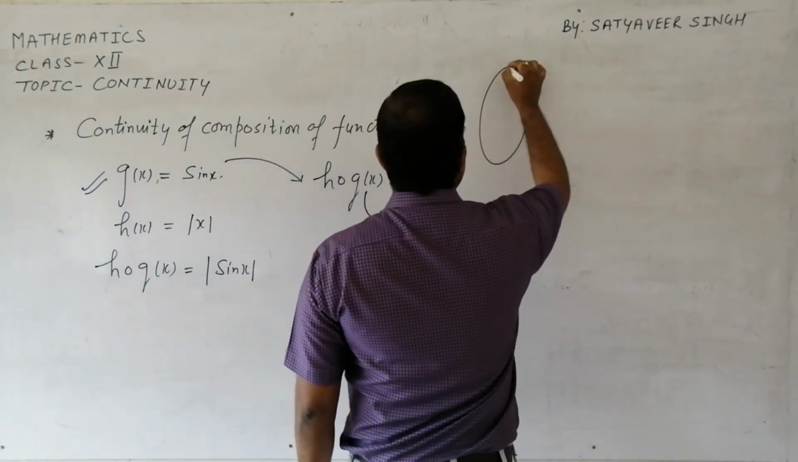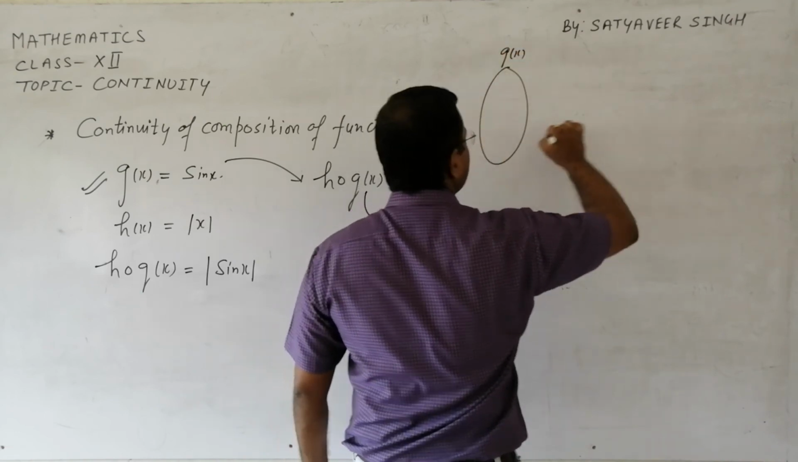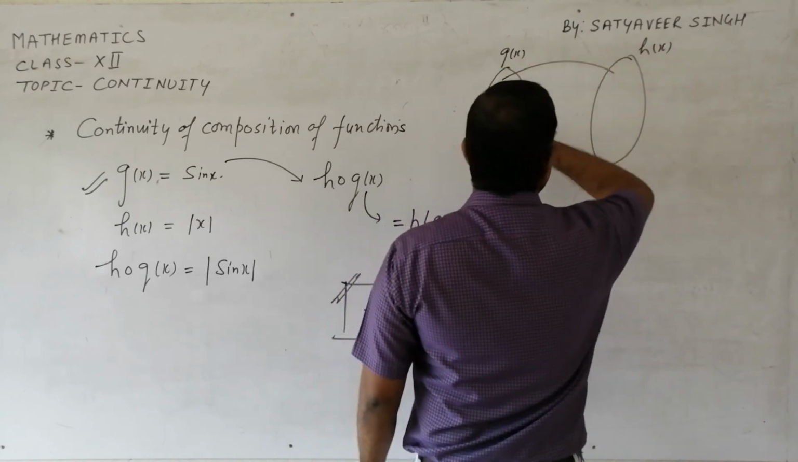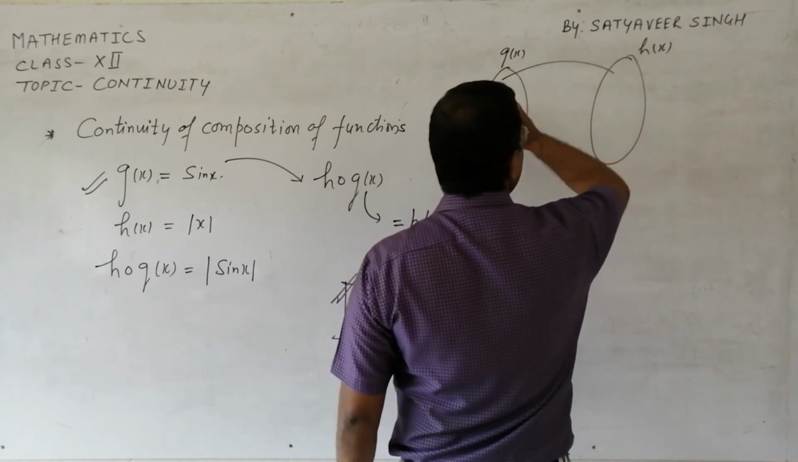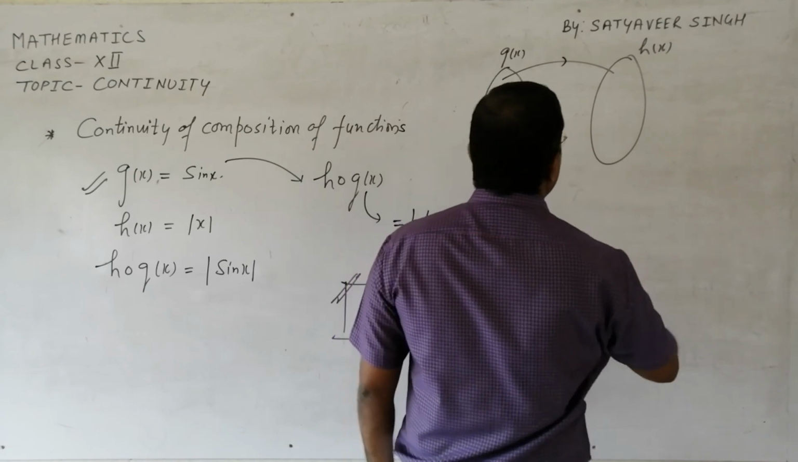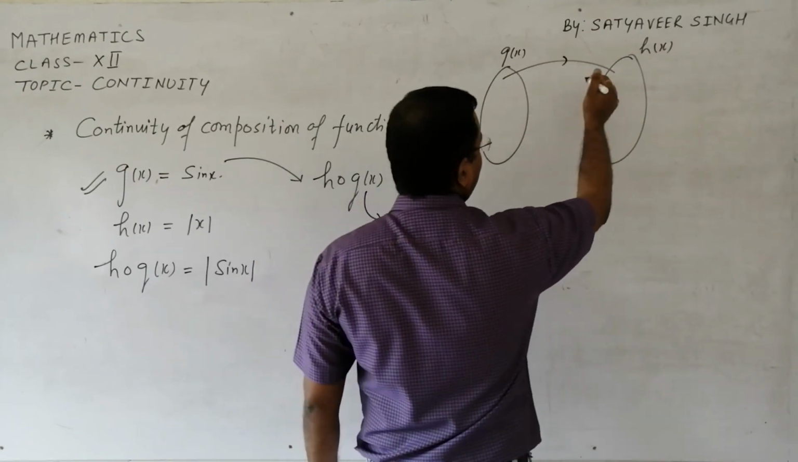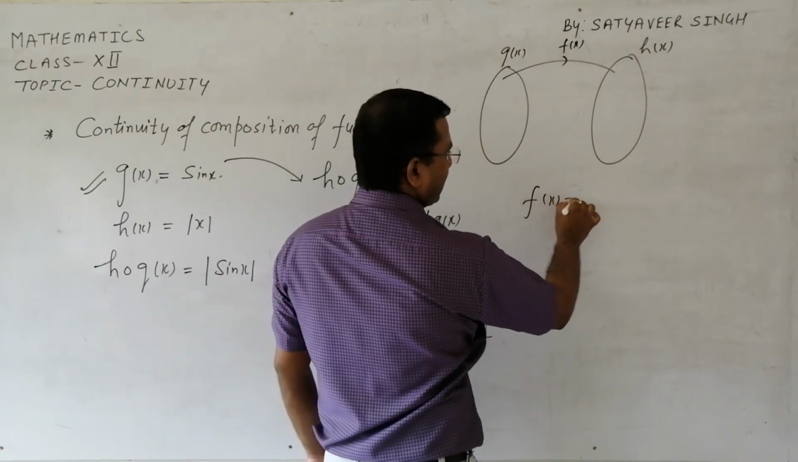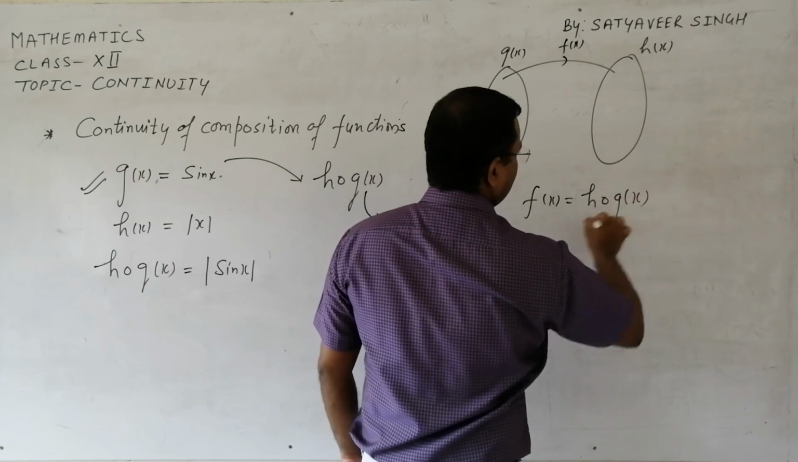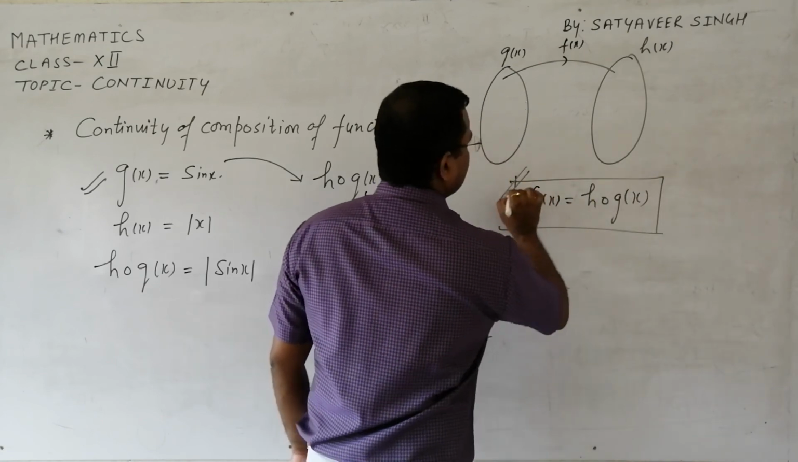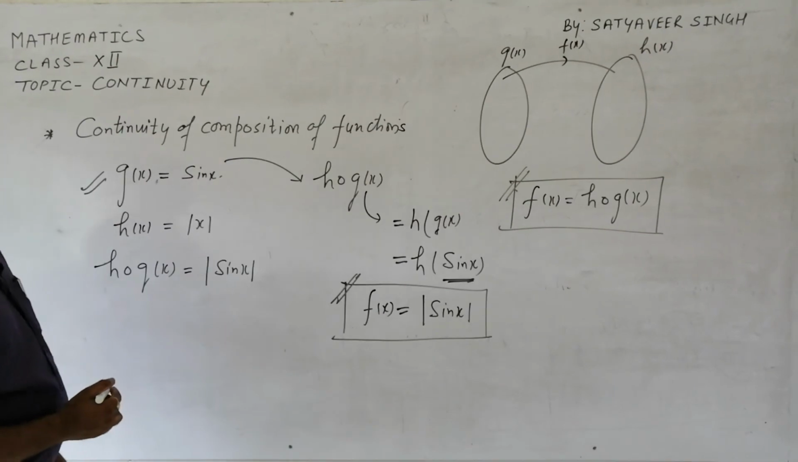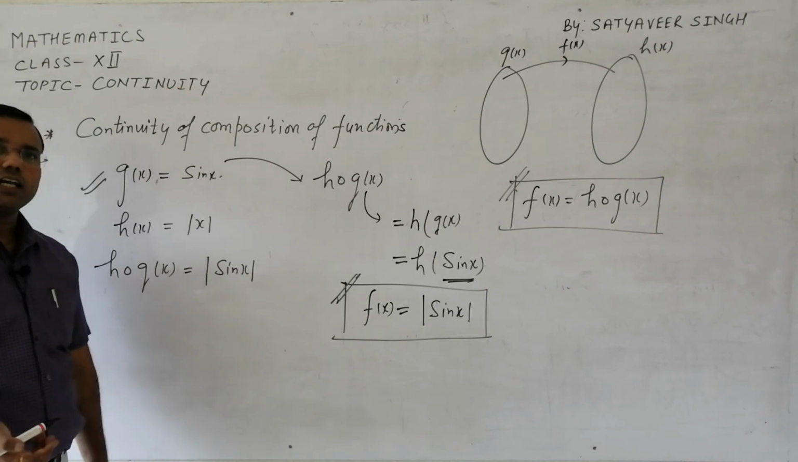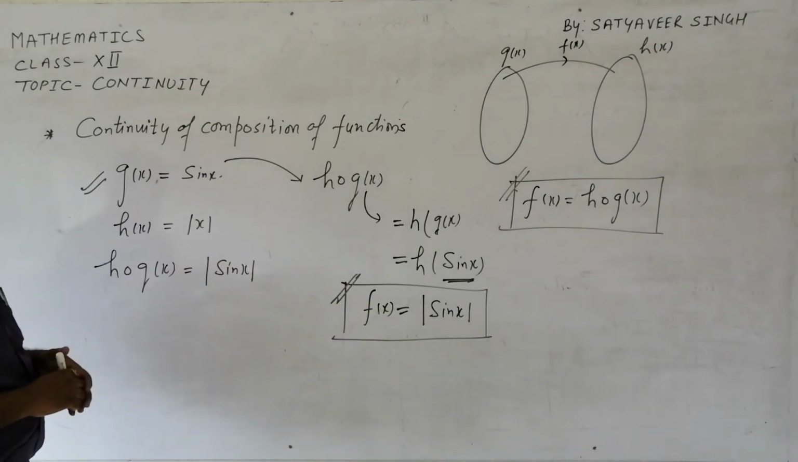Like there is a function, suppose g(x), and another function h(x), and if you want to find a function from g to h, suppose I denote it by f(x). So f(x) is basically h of g(x). This is the actual procedure behind it. In more detail about composition, we can go through functions again; in class 11th also we have studied this chapter.